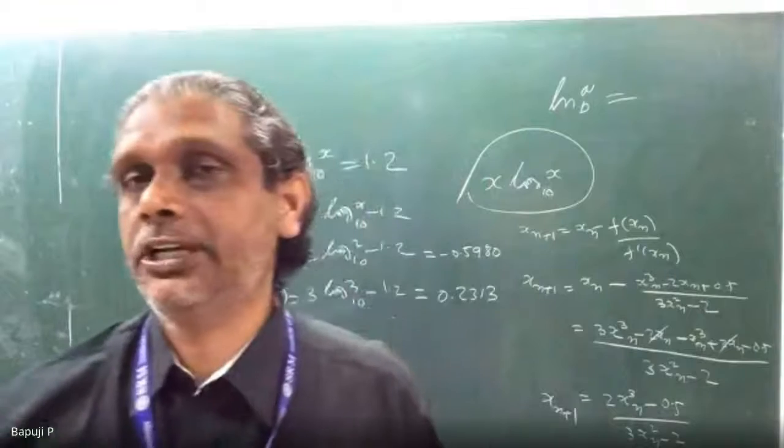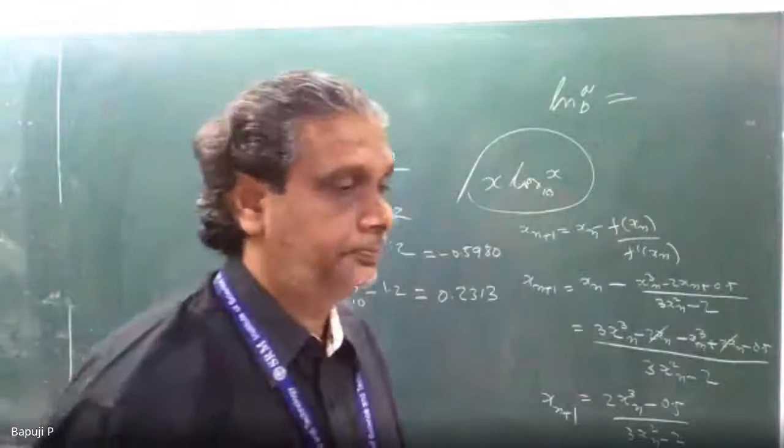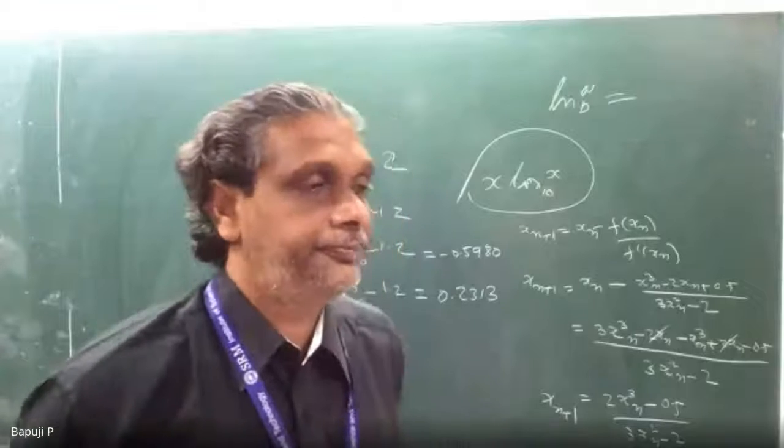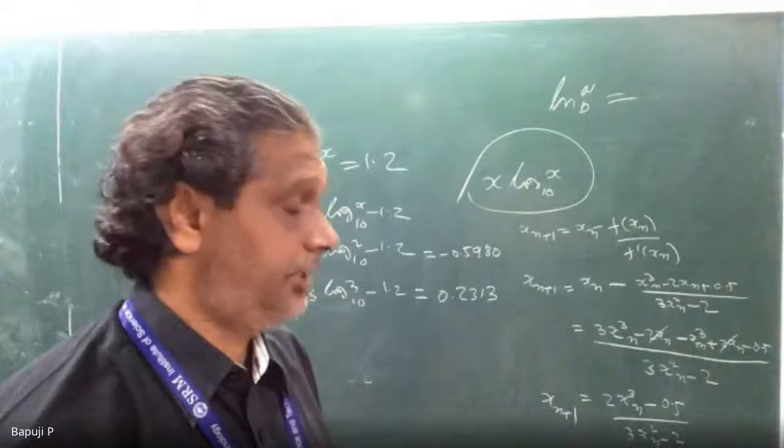UV method means you can write u dash v plus v dash u. No problem. Can you do it directly? Sorry, differentiation.